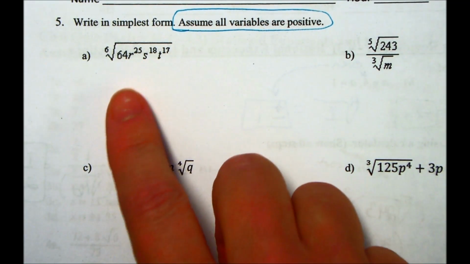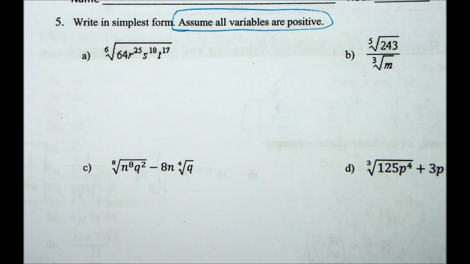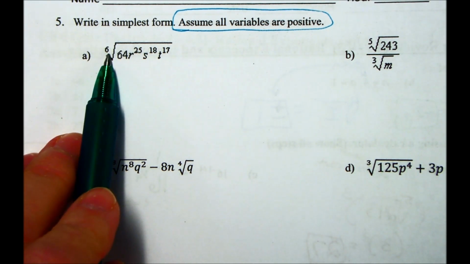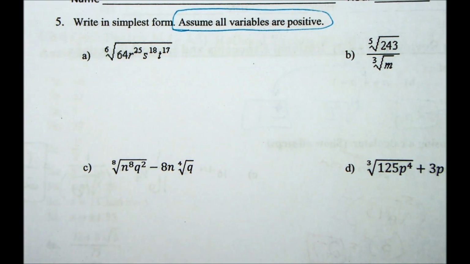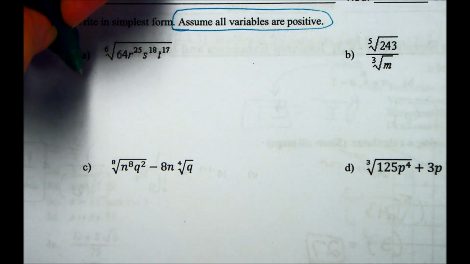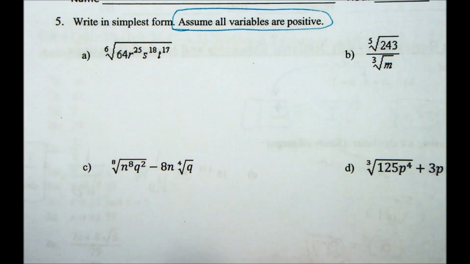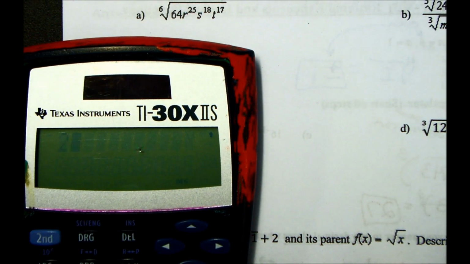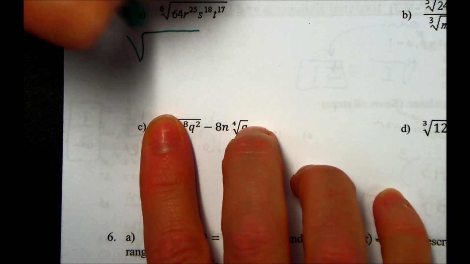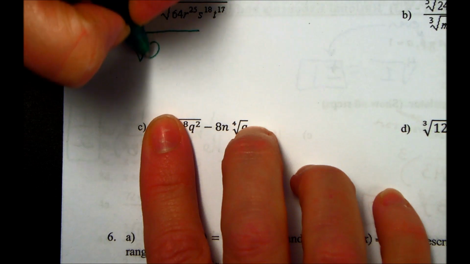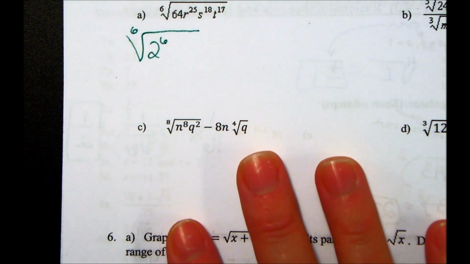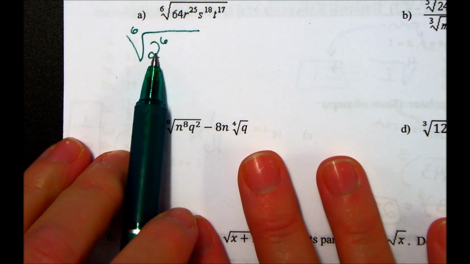So once again, when you're simplifying radicals, if you have a 6th root, the only way you can simplify it is if you have something to the 6th power. So 64, I think, is 2 to the 6th power, but let's try. Take 2 caret 6, and we do get 64. So I can rewrite that 64 as 2 to the 6th power. I'm not changing the value, I'm just changing the way it looks.